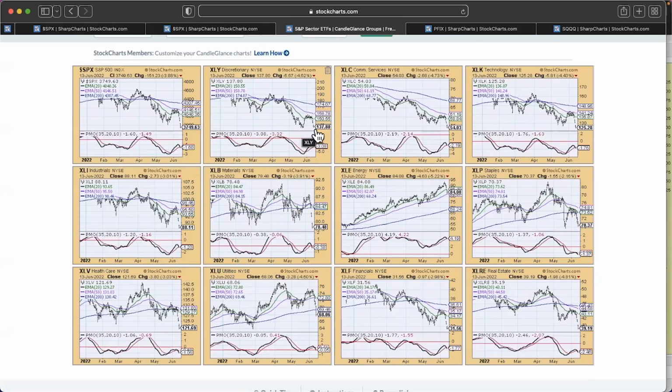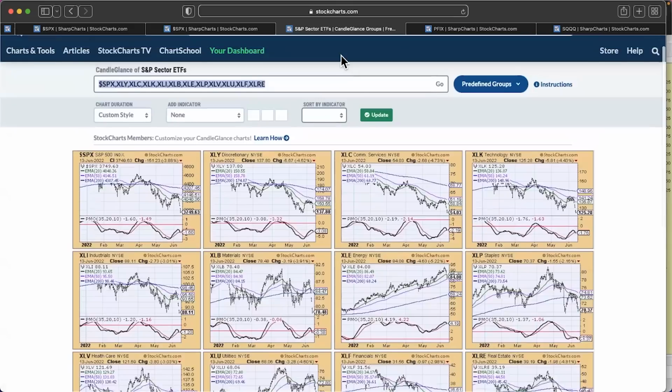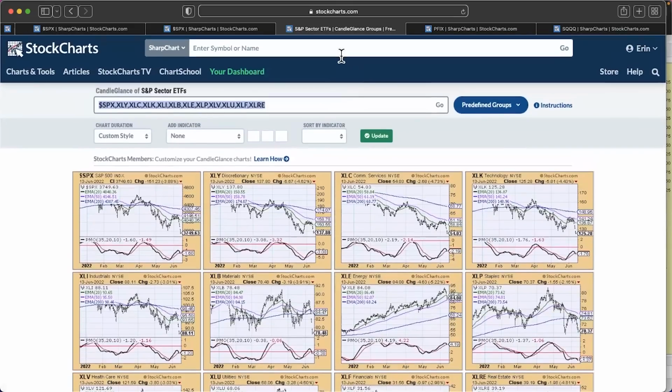XLY is sitting on support. There's some possibilities there, but again, I think at this point, it's all about being in cash or looking at some of the inverse ETFs or different hedges. And see, that's where I was going with this.